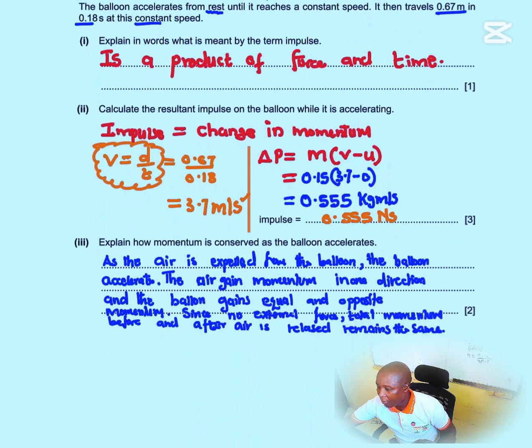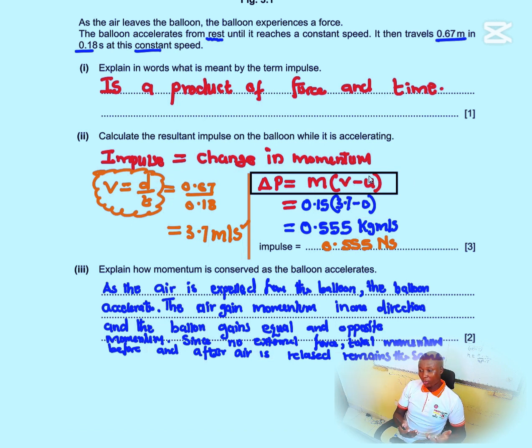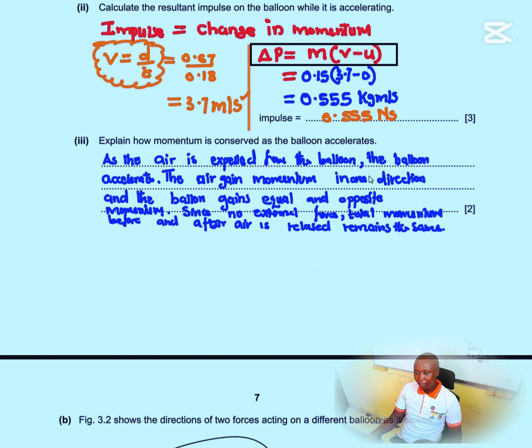And we have our formula at this given point, whereby we are going to say change in momentum is equal to mass into bracket final velocity minus initial velocity. Remember, it was at rest, right? So if it was at rest, the initial velocity was 0. So if we apply the formula, we're going to get 0.555 kilogram meter per second. That is the unit for impulse. And also impulse can be given in Newton seconds. So you can give impulse units as kilogram meter per second, or you can give them as Newton seconds.